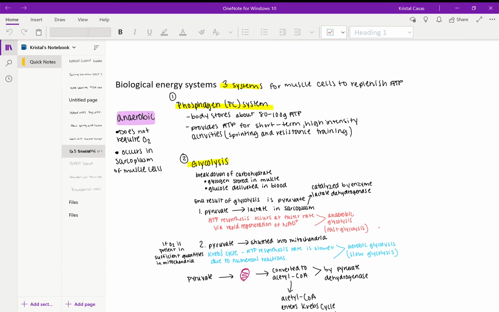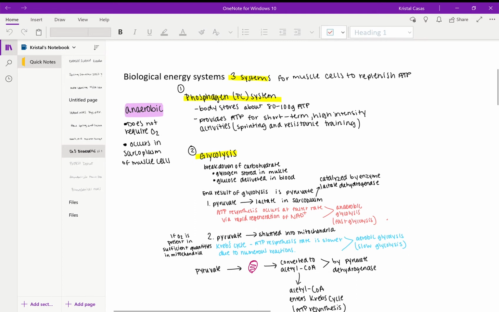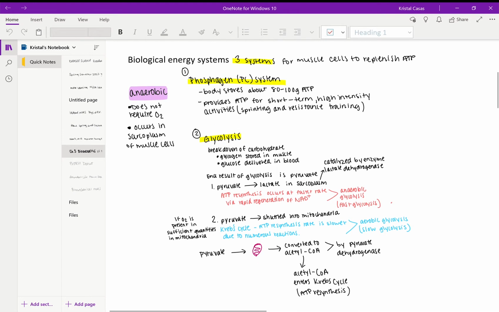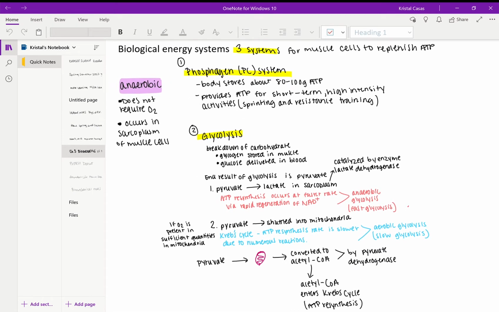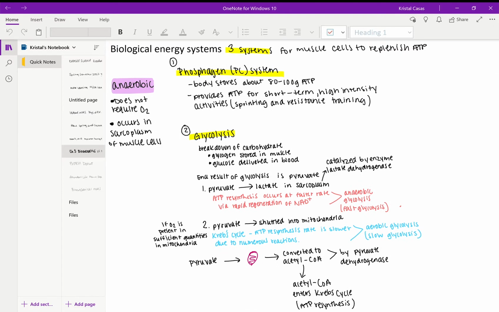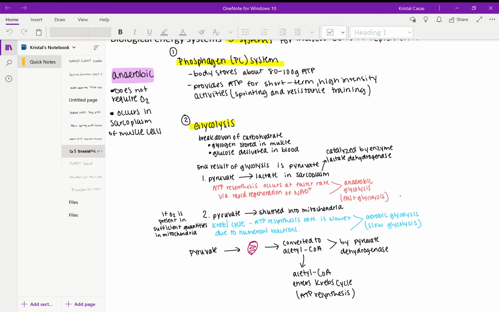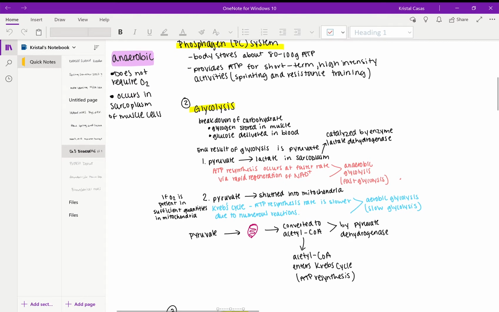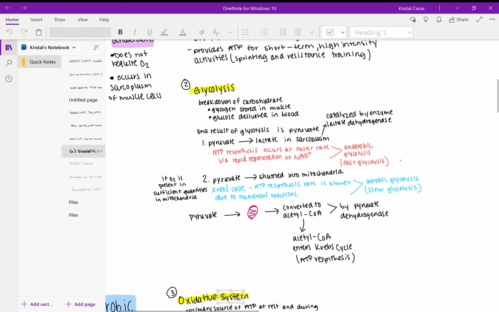For the biological energy systems, there are three systems that muscle cells use to help us replenish ATP. The anaerobic ones do not require O2 and occur in the sarcoplasm of muscle cells. So the first one is the phosphagen PC system. It's the very first system that our body uses for ATP production. It provides ATP for short-term high-intensity activities such as sprinting and resistance training.